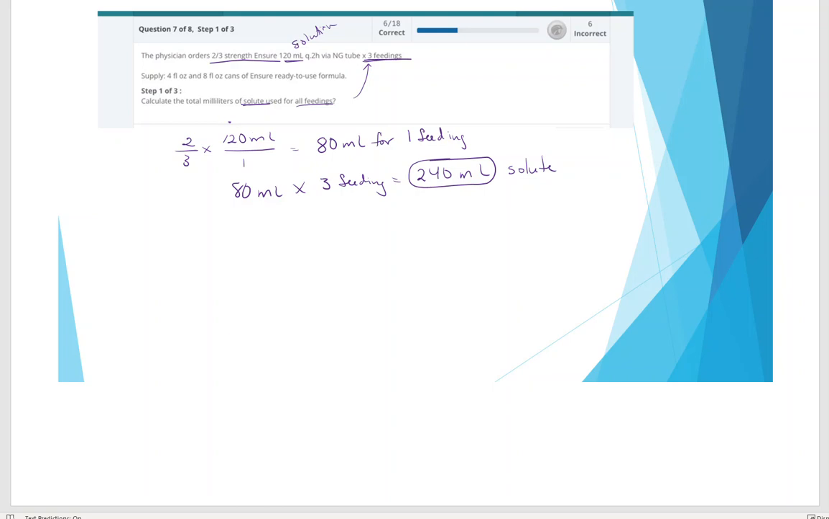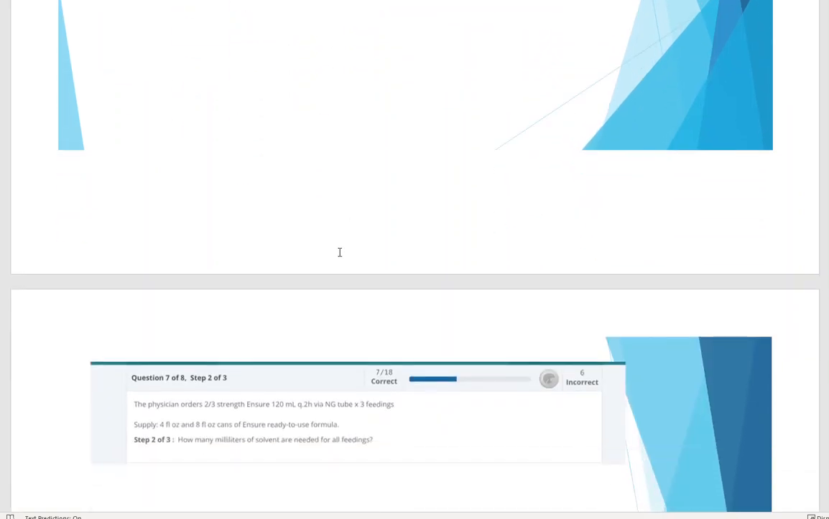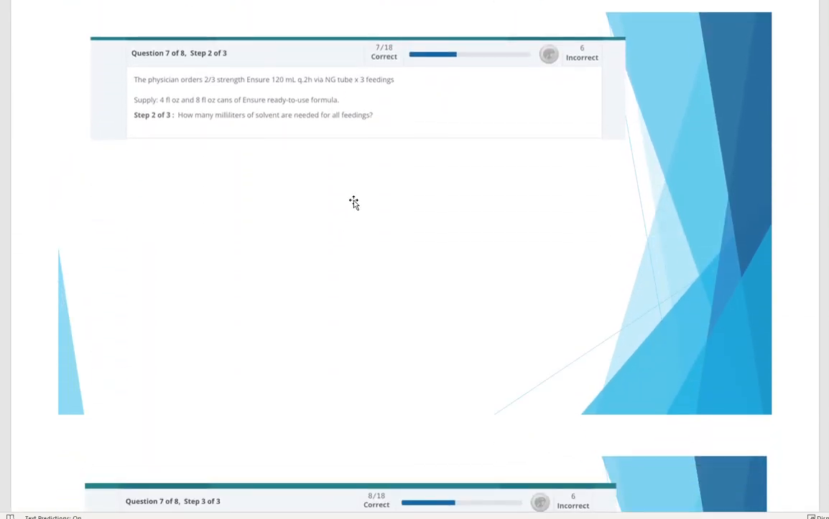Now, if I had taken the 120, multiplied it by the 3 feedings, and then taken that answer, I would have still got 240 milliliters of solute. Okay, let's look at the next part. How many milliliters of solvent are needed? This is where I kind of screwed up. Okay, 120 milliliters for one feeding. So if I take 120 milliliters times my 3 feedings, I get 360 milliliters for the whole 3 feedings.